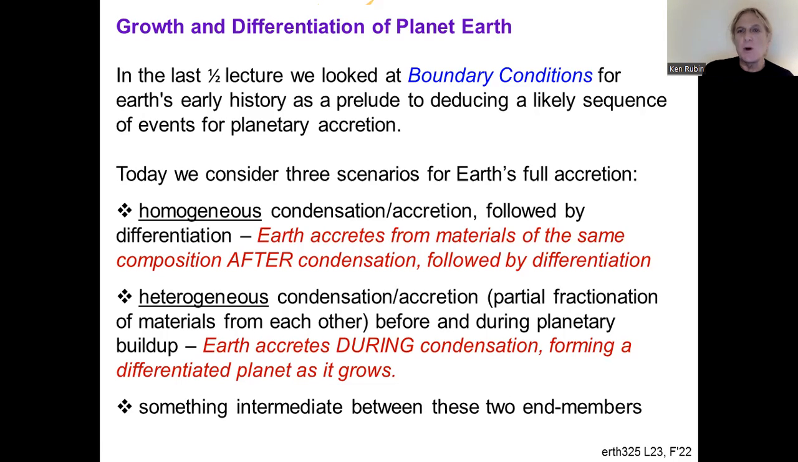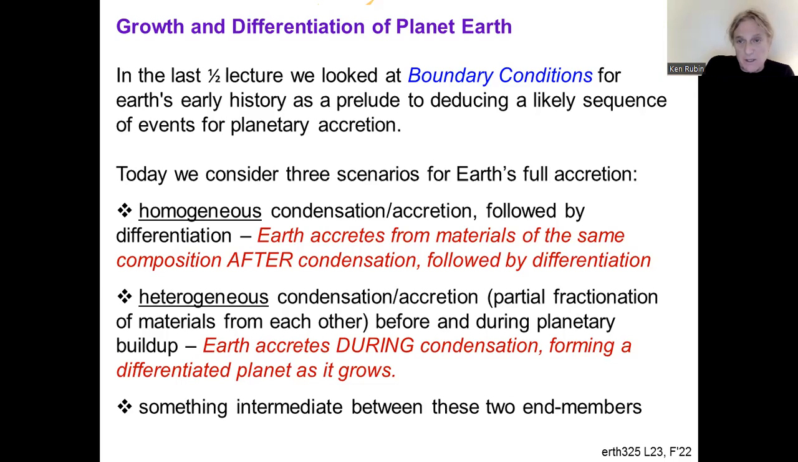The traditional, most commonly accepted scenario is the first one in the list here. It's what we call homogeneous accretion. In its purest form, homogeneous accretion posits that we have the condensation sequence go from high temperature all the way down to a cool material with chondritic type composition, and that then that material starts to collide and stick together and build up a planet, so that Earth accretes from a completely homogeneous pool of materials that are all the same composition, and that differentiation comes later.